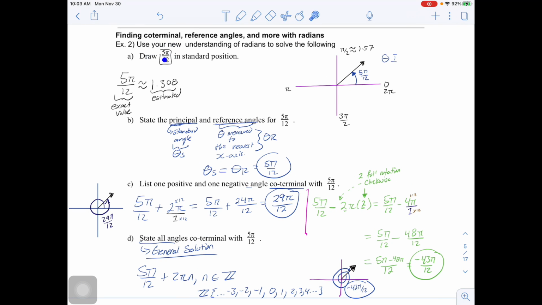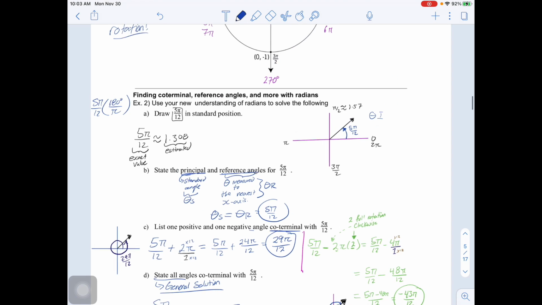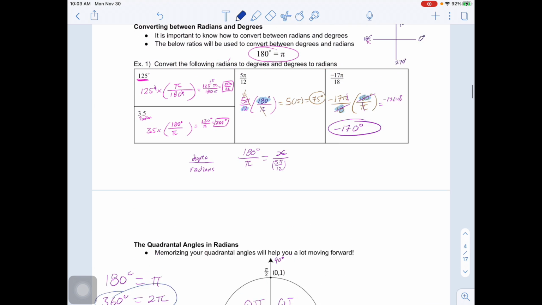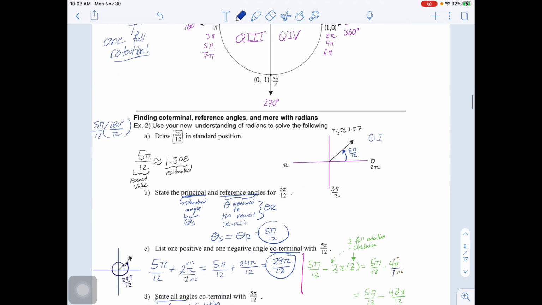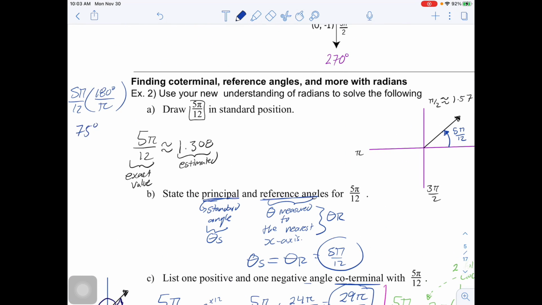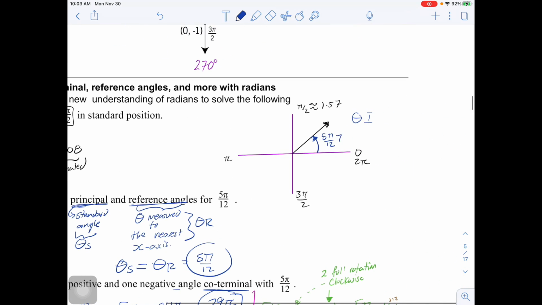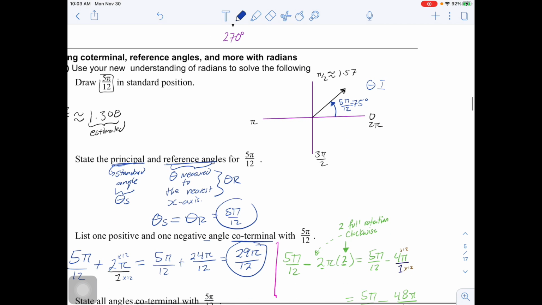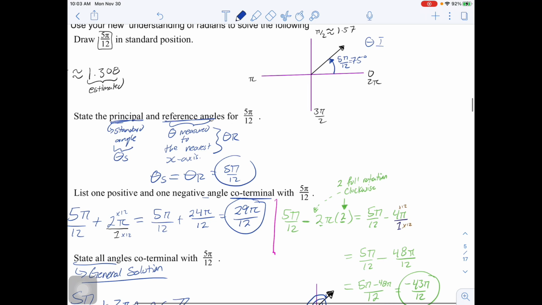Something you could do to check, and this takes a little bit longer and becomes a little more confusing, but some people like converting this right to degrees, so 180 degrees over pi, and then seeing what that is. So I think we figured out what 5 pi over 12 is up here, right? It's 75 degrees, which is true. This would be roughly 75 degrees. And then they obviously just added this.